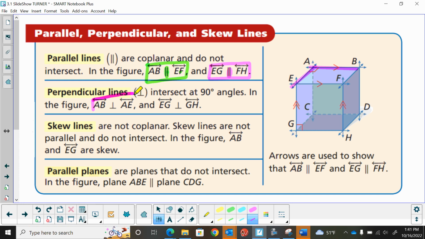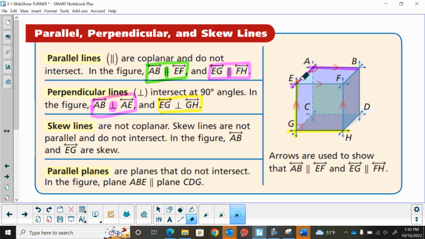And the symbol for perpendicular lines looks like an upside down capital T. So you can say line AB, perpendicular symbol there, and then line AE. Okay. And then we have another pair. So if you look down here at point G, that is another right angle that we have. So line EG and line GH would be perpendicular. Okay. All right.